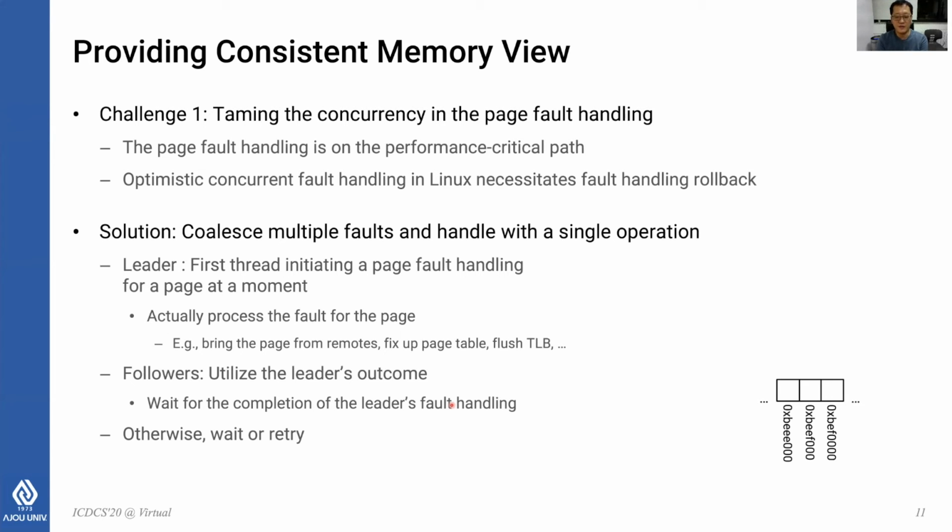To efficiently handle concurrent page faults without causing the rollback, we employ the leader-follower model in the page fault handling. The leader is the first thread that triggers a page fault for the page at a moment. It actually processes the page fault by bringing the page data from remotes, fixing up the page table, flushing the TLB if needed, and so on. On the other hand, the follower is the thread that triggers a page fault for the page that a leader is working on. The follower can utilize the leader's result, so it waits for the completion of the leader's page fault handling rather than blindly initiate a concurrent page fault handling. So by doing this way, we can eliminate the rollback in the page fault handling and make our DSM system more simple.